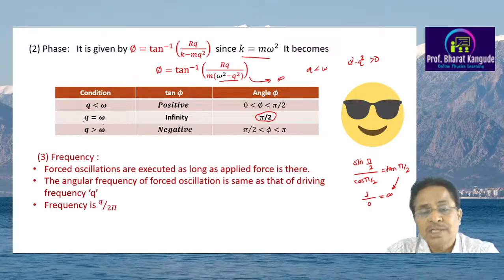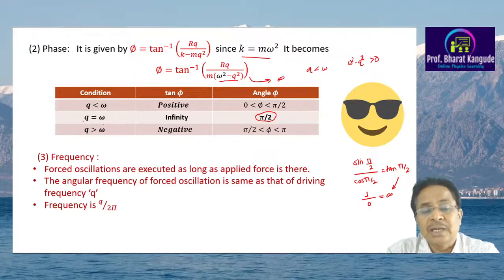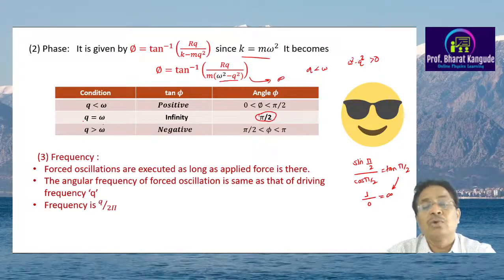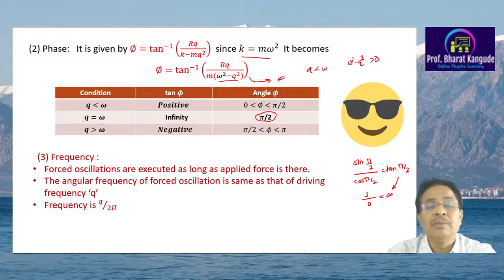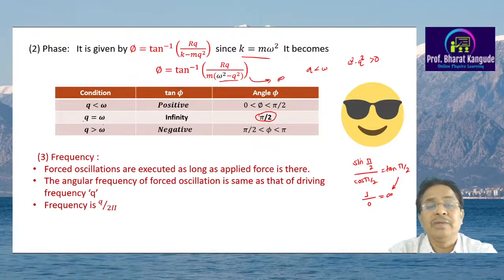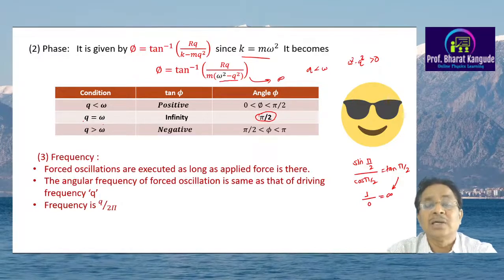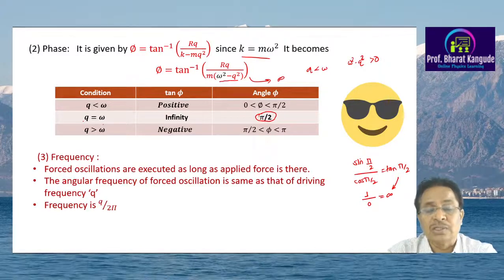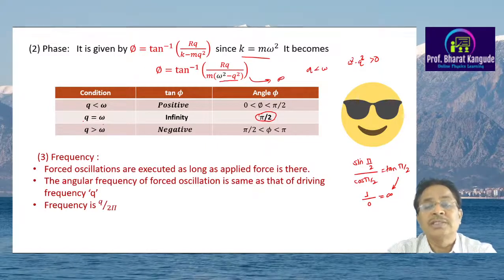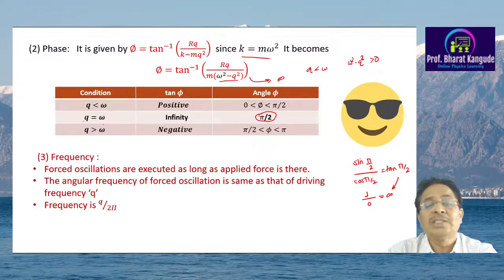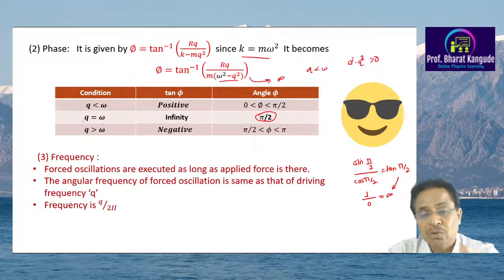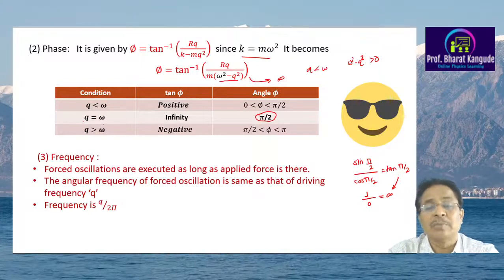So this is the only special case when the driving frequency of the external periodic force and the angular frequency of this forced oscillator match. In that case, the phase difference between the driving force and the forced oscillator is going to be pi by 2. For all other cases, it is not that. That is a very special case, and one of the very important parameters. We are going to discuss all these things later on in case of resonance.